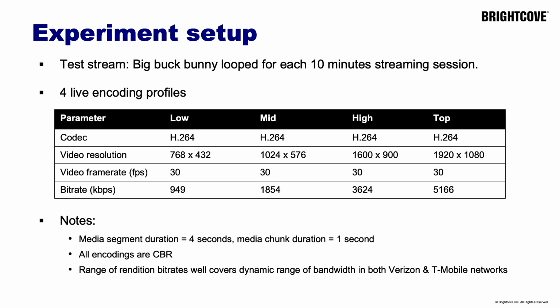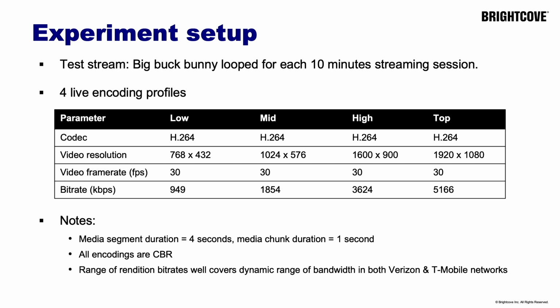Okay, next is the server-side setup. For the test stream, we use Big Buck Bunny, 45 seconds. This 45-second video is looped for each 10-minute streaming session, and we encode the Big Buck Bunny using 4 live encoding profiles. Codec is H.264, and video resolution ranges from 432p all the way to 1080p HD.